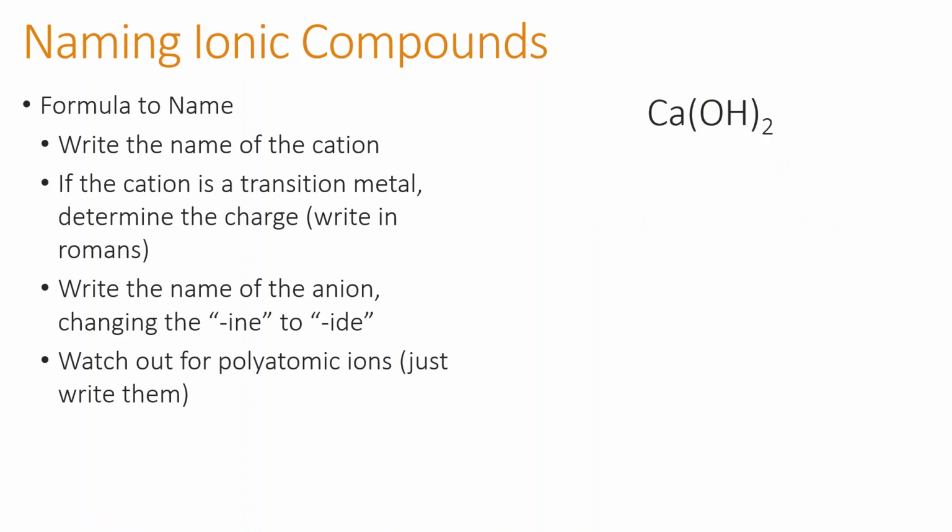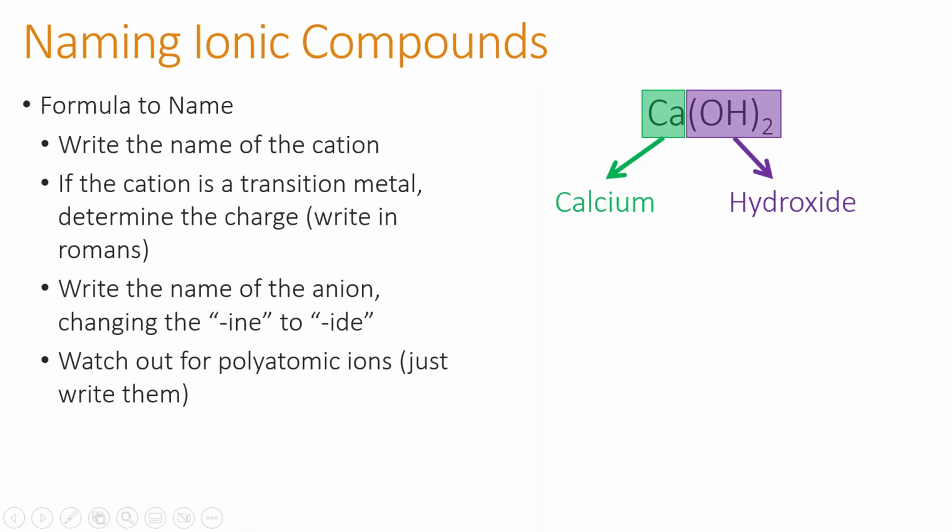Next up, we have Ca, which is calcium. We know the charge on calcium is always going to be +2, so we don't need any Roman numeral here. Next, we have OH. So OH is a polyatomic ion called hydroxide. There's only a couple polyatomic ions that end with "ide," and hydroxide is one of them. So this compound would just be calcium hydroxide.